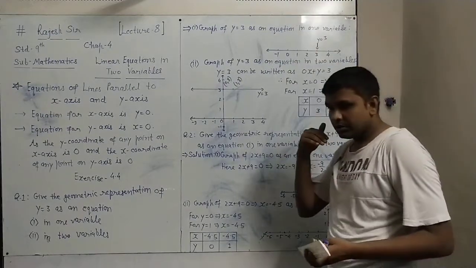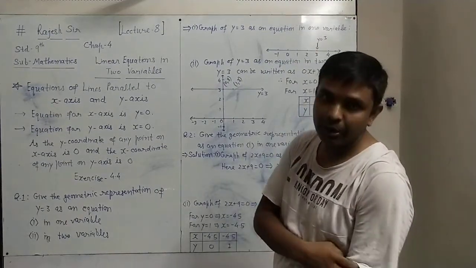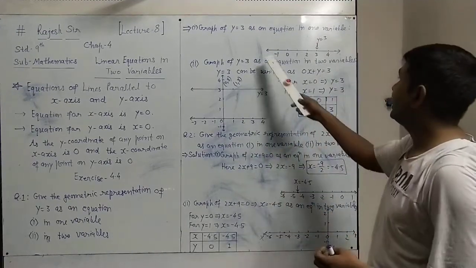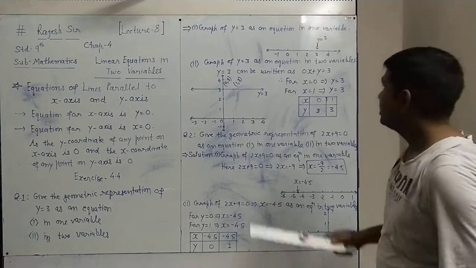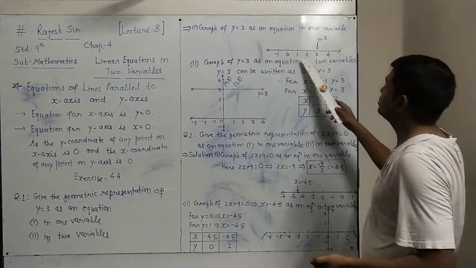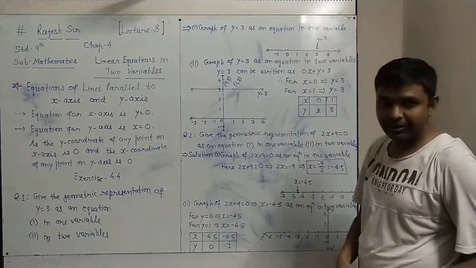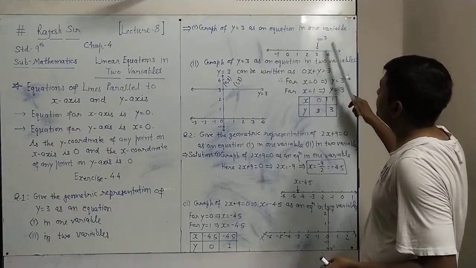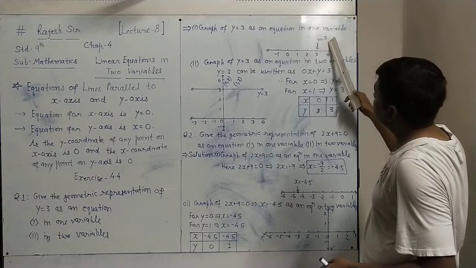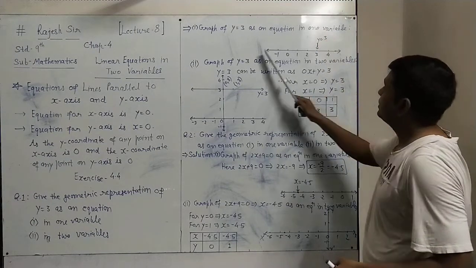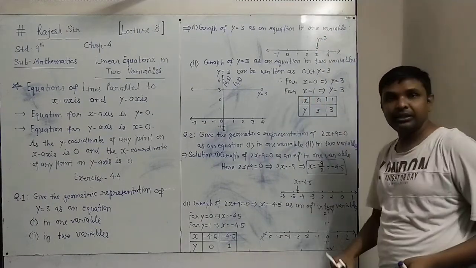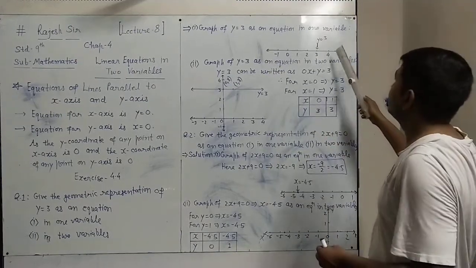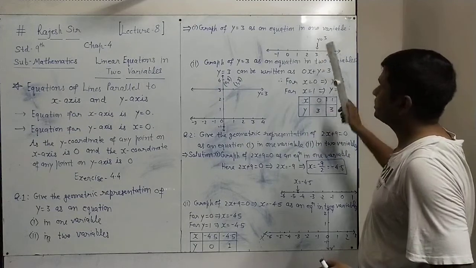If you are going to show the graph in one variable only, then only one line is needed for one variable. So one number line we have shown here. On that you know 0, 1, 2, 3 on the right side and minus 1 on the left. So y equal to 3 is this point. This point y equal to 3 is there, and this point is representing the equation y equal to 3 in one variable.